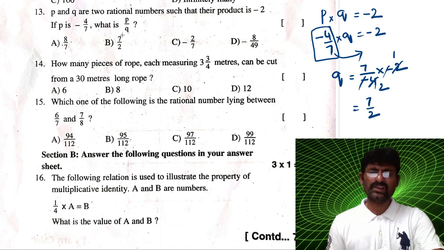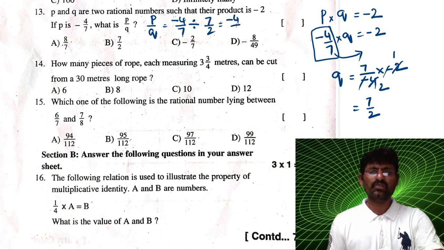Now what is it that we need to find out? P by Q. Let us find out here. P by Q equals, P is how much? P is negative 4 by 7, divided by, so instead of "by" I am writing the divided by symbol. Q is how much? 7 by 2. So this is equal to negative 4 by 7.